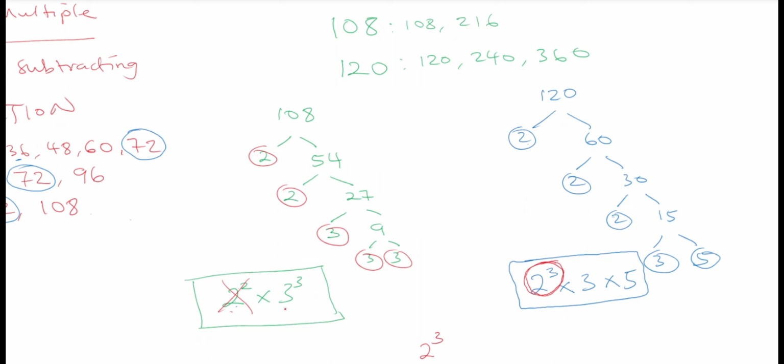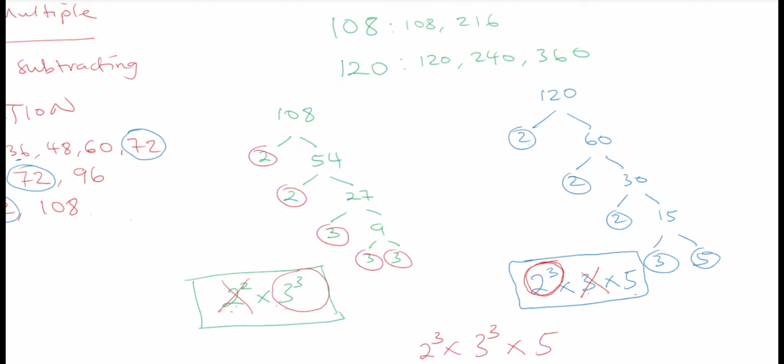Then here I have 3 to the power 3, and here I have 3. So I'm going to ignore this one and select this one. I'm just looking for the common prime factors, but the ones with the highest power. So I'm getting 3 to the power 3 here. And then 5 is not common, so 5 must come with me. If you have anything that is not common to both, that one must come.